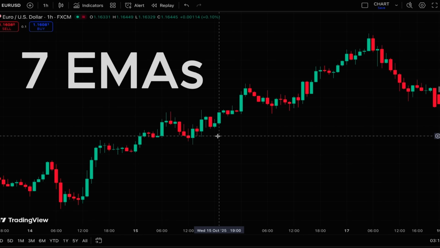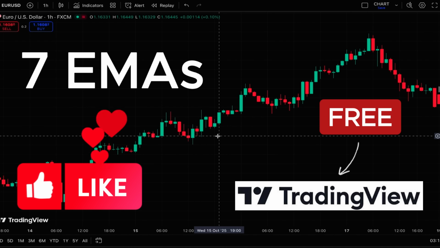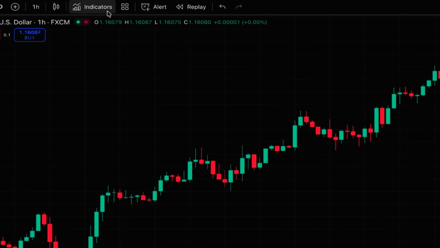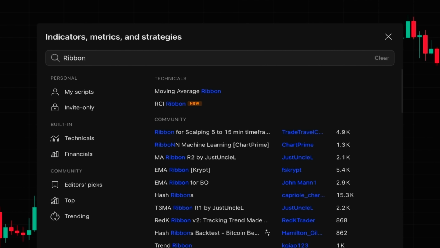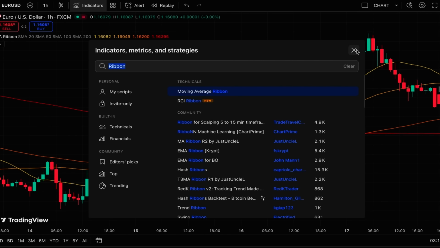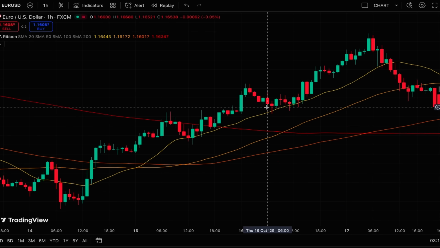Alright, we need to add 7 exponential moving averages to our chart, but don't worry if you are on the free version of TradingView, because I will teach you how you can have 7 moving averages on your chart. Here we click on indicators and we search ribbon. This one, moving average ribbon, and with the help of this indicator we can have 4 moving averages on our chart, but we need to change the settings.